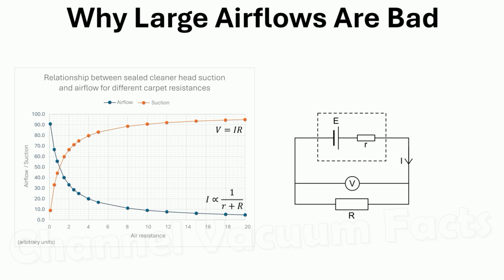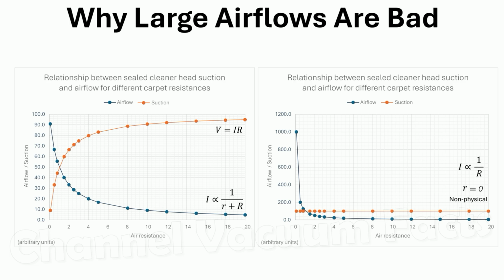Plotting this also shows why the internal resistance of the motor needs to be accounted for in the air circuit. If it's set to 0, then you just have Ohm's law for the external resistance, and when you calculate suction at the cleaner head, it doesn't appear to change at lower air resistances where large airflows are present, which is physically inaccurate. The internal resistance of the motor can't be neglected.